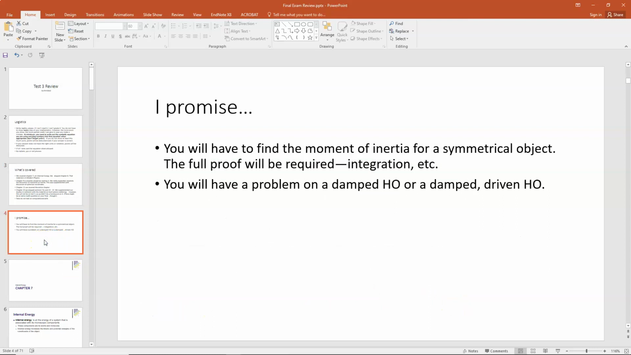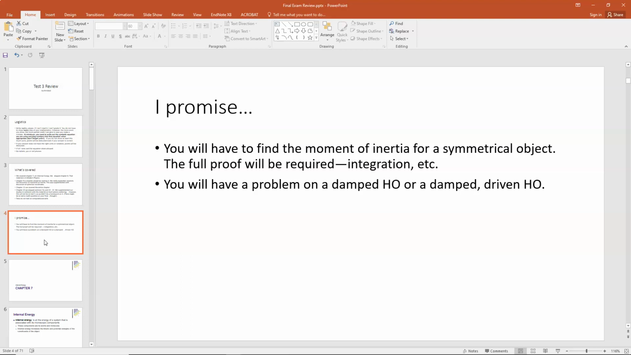Now, if you're wondering what questions are going to appear on the test, I can tell you 2 of them for sure. You are going to have to find the moment of inertia for a symmetrical object. I'm not going to tell you which one, but you're going to have to do the full proof with the integration and all that jazz. So make sure that you know how to do the examples that I did in class and the ones that I assigned you for homework.